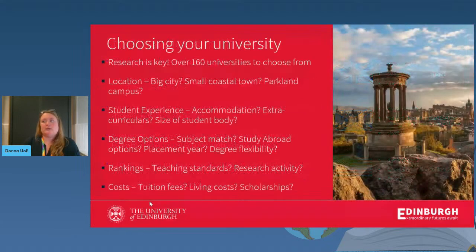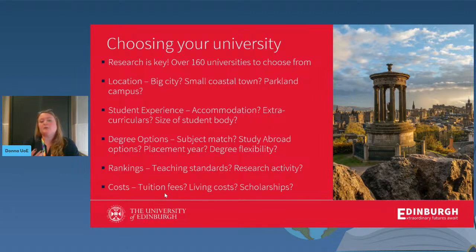So moving on from this, the question is really about how you choose your university. So again, we're small but mighty. We have 160 universities to choose from. And really how you decide where you study will depend on your preferences to a certain extent. So what kind of location are you looking for? Is it a small town, a big city, a parkland campus, a city-based campus? These are all variable for your preferences, and there is every possible variation across the UK.